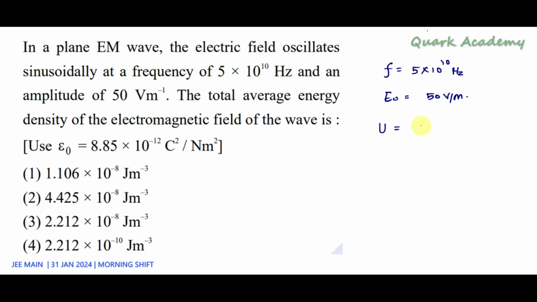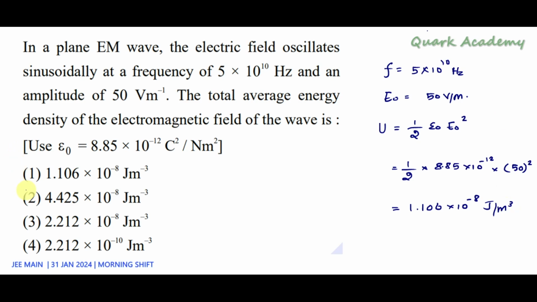So energy density of an electromagnetic wave can be written as U equal to half epsilon naught E0 square. So let's substitute 1 by 2, epsilon naught 8.85 into 10 power negative 12, E0 squared is 50 squared. So if you calculate, you will get 1.106 into 10 power negative 8 joule per meter cube. So first option is the correct answer. Here there is no need of frequency. It has been given to confuse us.